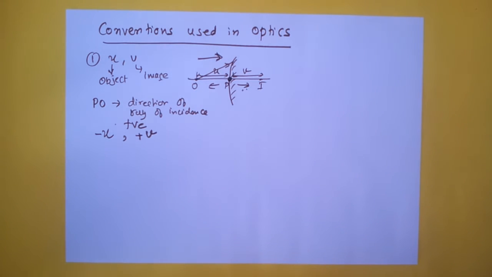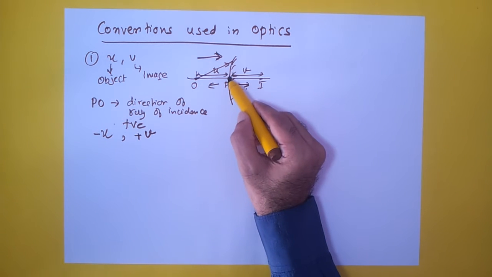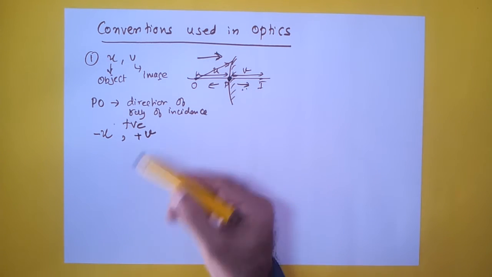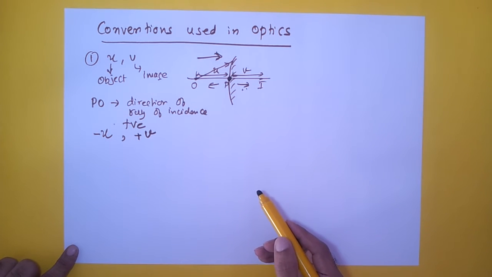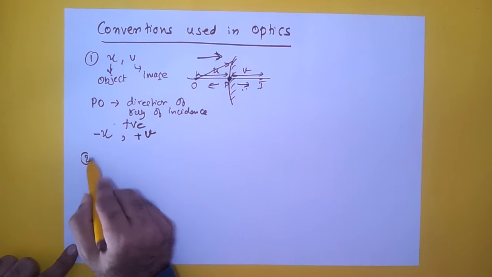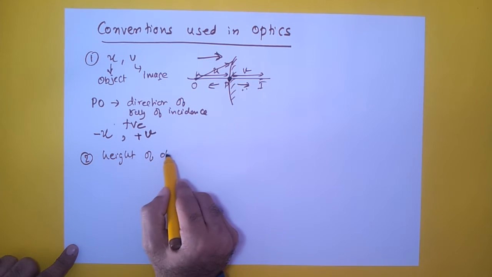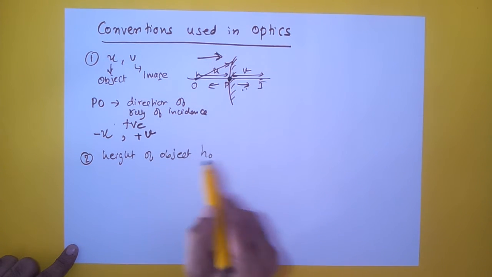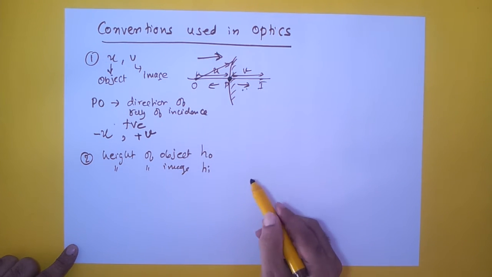So we have to look at the direction of the incident ray and compare it with the direction of the distance of image or the distance of the object. Remember, we have to start from P. This is the convention we will use for distance of object and distance of image. Similar convention we will use for height of object, which we can call HO, and height of image, which is called HI.